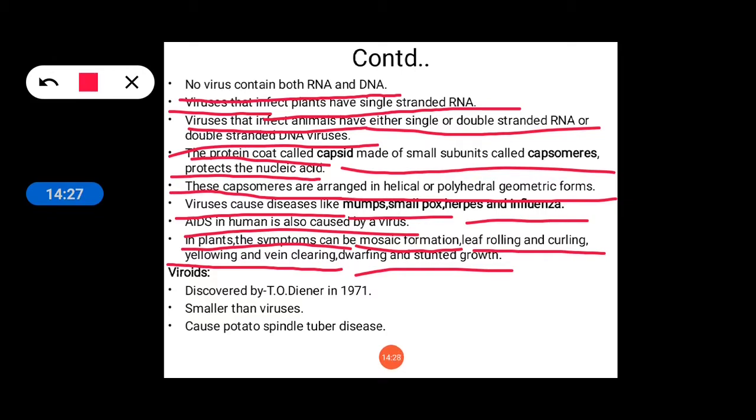The next is viroids. Viroids were discovered by T.O. Diener in 1971. These viroids are smaller than viruses. They cause potato spindle tuber disease. This is very important. If you are asked to name one disease in plants caused by viroids, it should be potato spindle tuber disease.